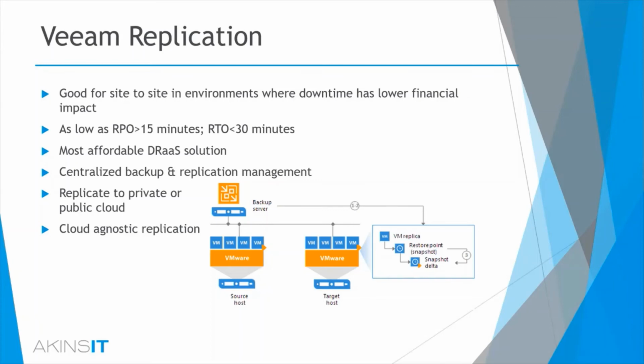Centralized backup and replication management is really cool. If you're using Veeam backup and replication, you can view the status, the configuration, the reports, the success jobs, fail jobs, everything from the same console with the same login. And this, again, can replicate to private or public cloud, and that replication can be cloud agnostic. You can replicate to Azure, AWS, whatever you prefer.